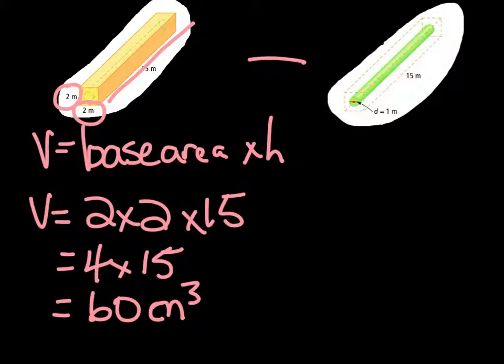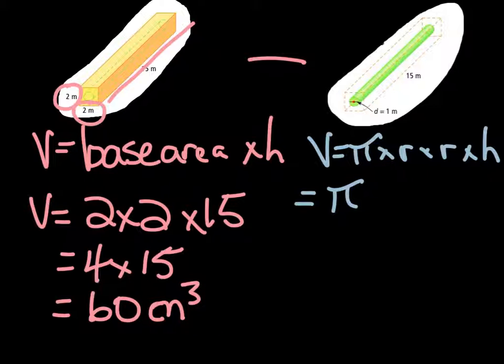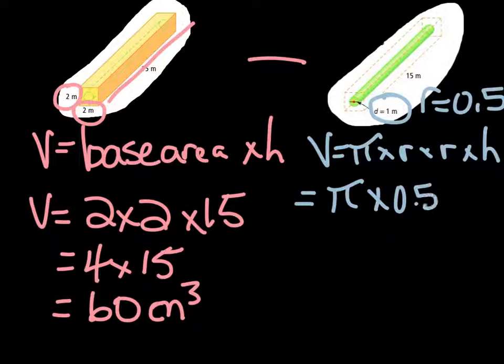And finally, let's find the volume of the cylinder. So let's write down our formula. Volume equals pi times r times r times h. Okay, so pi is a number, 3.14. What's our radius? Yeah, well, it gives us the diameter, which is 1. So we can use the radius as 0.5. There we go. So 0.5 times 0.5 times the height, which is also 15.